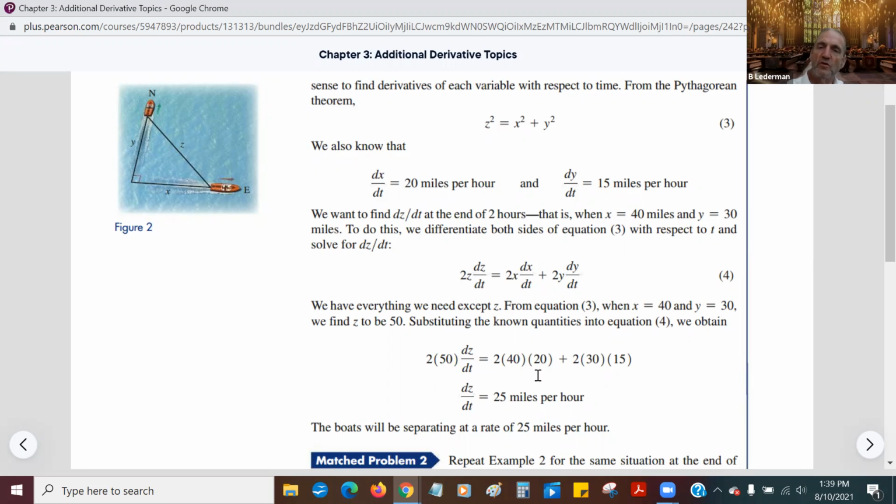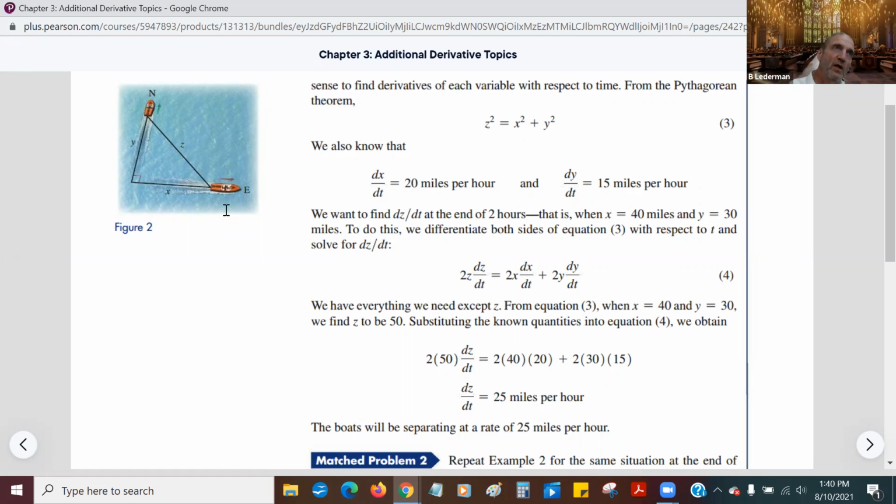It equals 2 times 40 times 20 plus 2 times 30 times 15. Crunch, crunch, crunch, and you get dz/dt is 25 miles an hour. So that is pretty good. The boats are separating at a rate of 25 miles per hour, meaning that the rope connected between these, there's no rope actually, it's an invisible rope, but that theoretical rope is increasing at a rate of 25 miles per hour at that point.